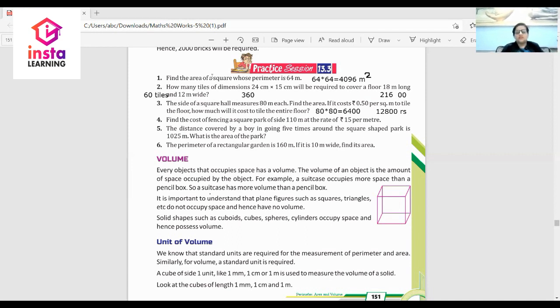What you have to do is multiply with the same number, that is 80 into 80. The same number, and then the answer will come 6400 meter square. When you divide it with 0.50 per square meter, you will get the answer in rupees. 12,800 rupees will be expended to make the entire floor.